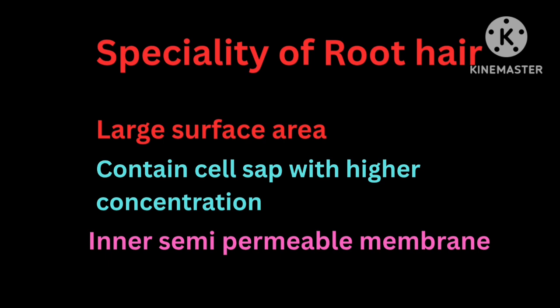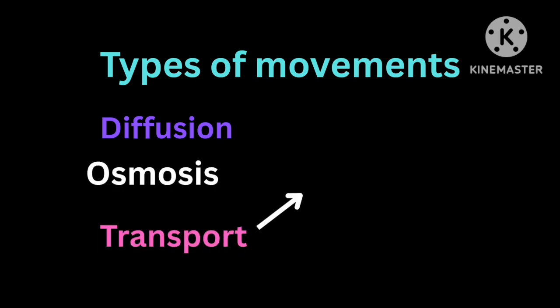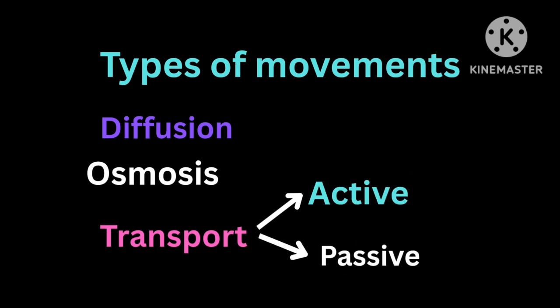Before knowing about osmosis in detail, we have to know what are the types of movement. There are mainly three types of movement: diffusion, osmosis and transport. Transport is of two types, active and passive. Diffusion and osmosis come under passive transport and active transport is another phenomenon. So we will discuss diffusion first.